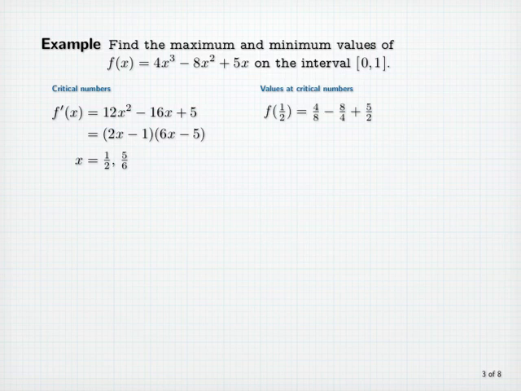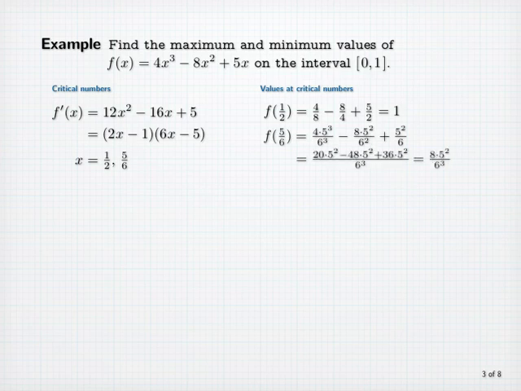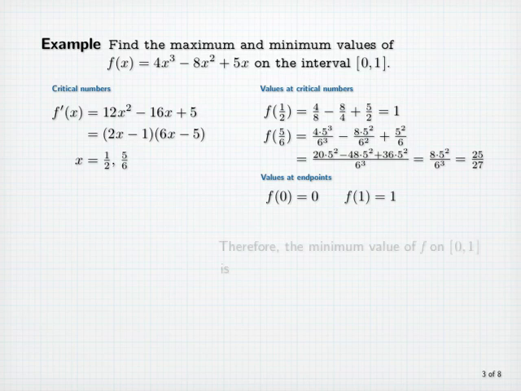Now we compute the values at the critical numbers. F of 1/2 turns out to be 1. The value of f at 5/6, after a bit of arithmetic, turns out to be 25 over 27. Now we compute the values at the endpoints. F of 0 is 0. F of 1 is 4 minus 8 plus 5, which is 1.